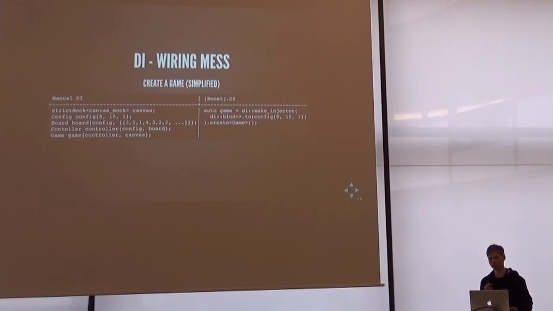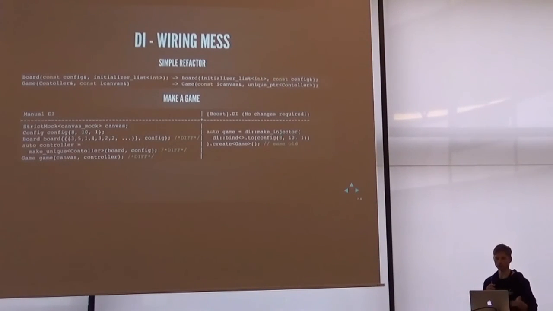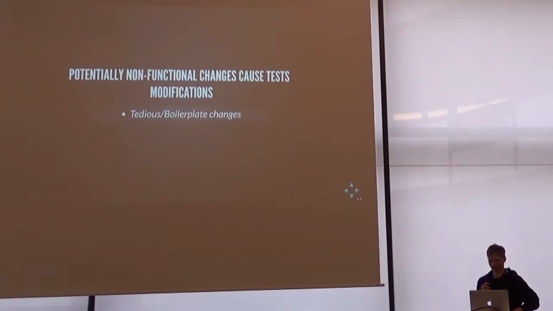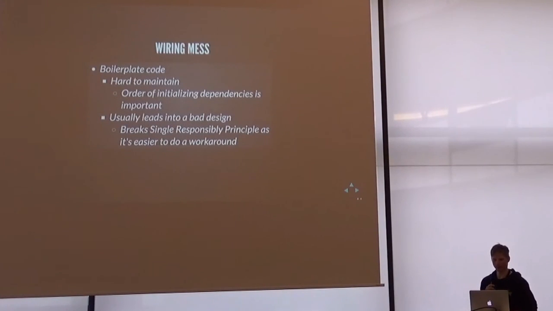So what DI is actually solving here is the wiring mess. On the left side, you can see that with manual DI, you would have to put a lot of boilerplate code in order to make it happen. The same stuff would have to be written in the production code. With DI, well, we don't really have to put much. What if you do a simple refactor? For example, the board constructor is changed to a different one, then we have to refactor it in manual DI. With DI, we don't have to. So to sum up, less work is better than more work. Avoid tedious code and boilerplate code.